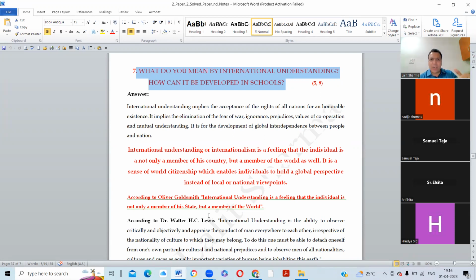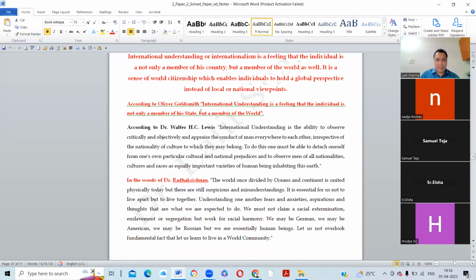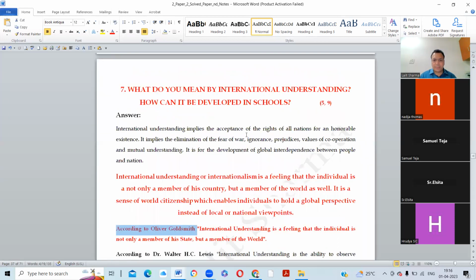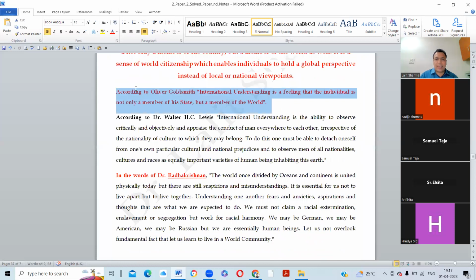And if we want to foster international understanding among students, first of all we should have a broad outlook. Only then can we instill these things among students. So first you have to know what international understanding is. Here is a definition I have given. Oliver Goldsmith has said, international understanding is a feeling that the individual is not only a member of his state but a member of the world, right?